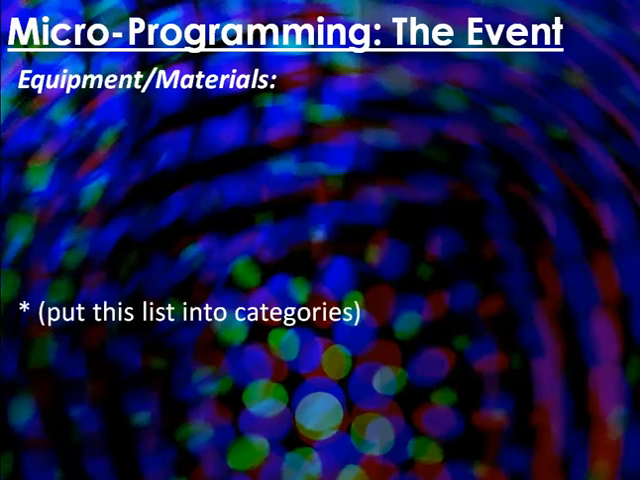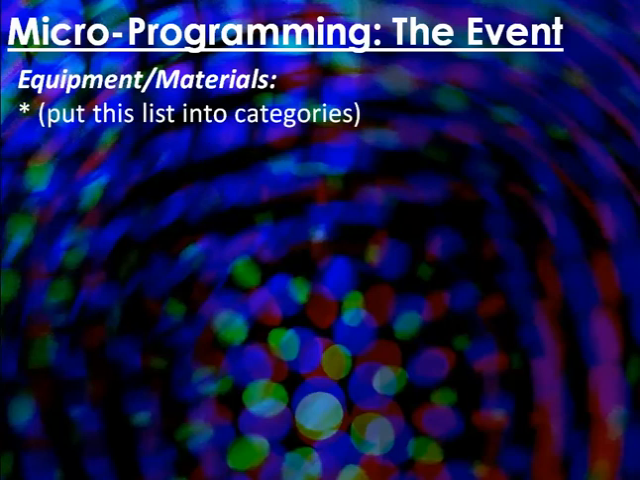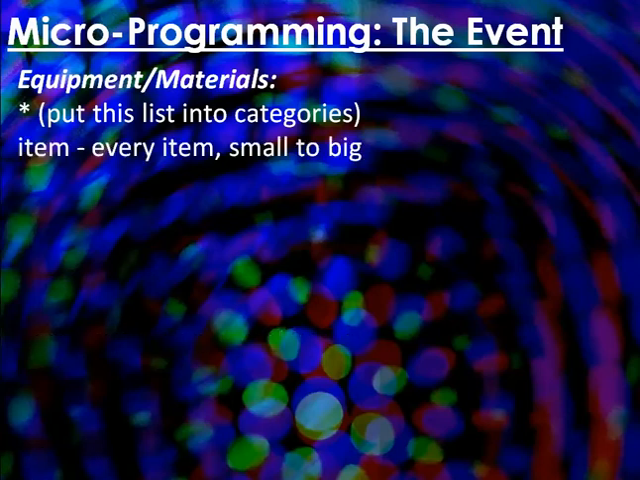Speaking of equip, we get to the next thing in your outline, which is equipment and materials. I want you to put this list into categories that are very specific. Only be general when necessary, but for the most part, be specific. Number one is you need to list every item. It doesn't matter if it's small or big. If you're talking about plastic forks or subwoofers, it doesn't matter. I want you to list every item. Then tell me how much of every item you're going to use and is needed for the event.